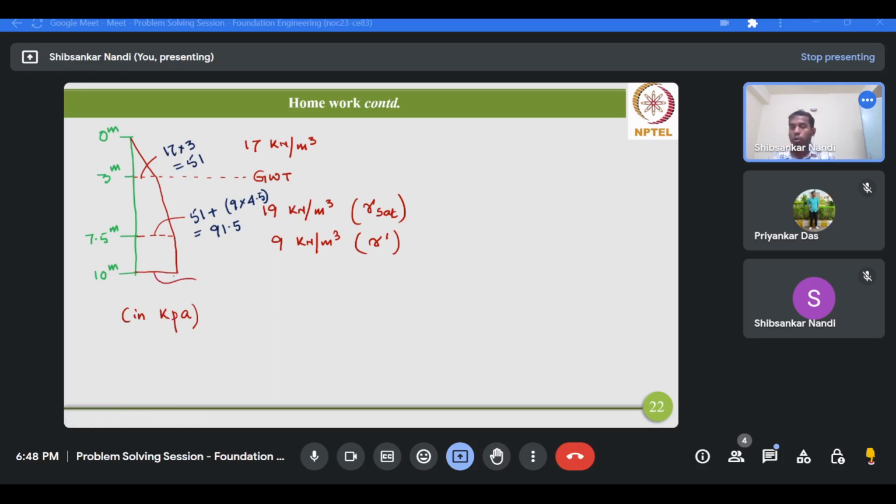If we don't consider the critical length concept, this 91.5 will go on increasing as we move down the deposit. If we go inside the deposit to a deeper depth, we will have a greater effective vertical pressure. However, as per the critical length concept, we have to limit this distribution to this constant value of magnitude 91.5.